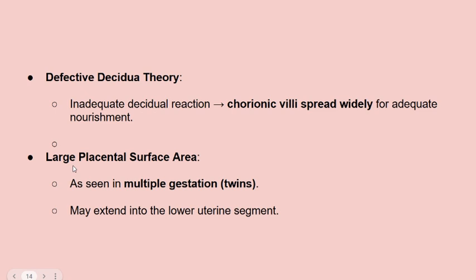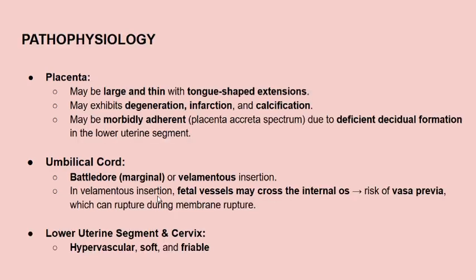And as you know, if there's a large placenta, as seen in multiple gestation, as we mentioned, or smoking, it can extend to the lower uterine segment.